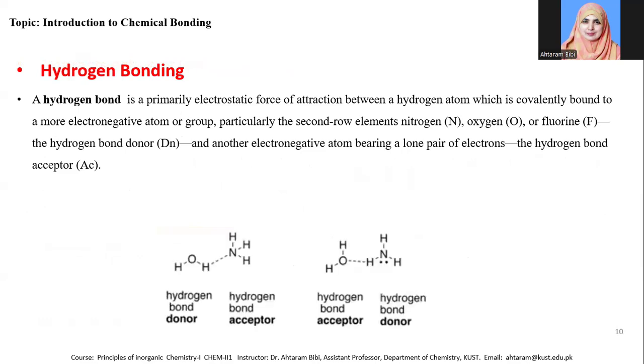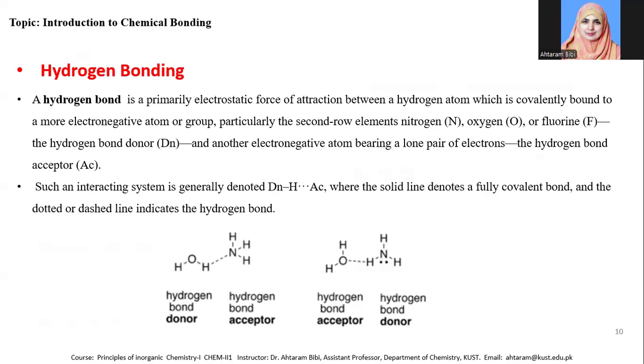For example, one can see over here the example of water and ammonia. In water and ammonia, the nitrogen lone pair of electrons attracts the hydrogen, which is covalently bonded with oxygen, an electronegative atom. So in this case, the water molecule is considered the hydrogen bond donor because the hydrogen is attracted by the nitrogen atom, and the ammonia molecule is known as the hydrogen bond acceptor. In the second image, you can see that the ammonia molecule is a hydrogen bond donor while the water molecule is a hydrogen bond acceptor.